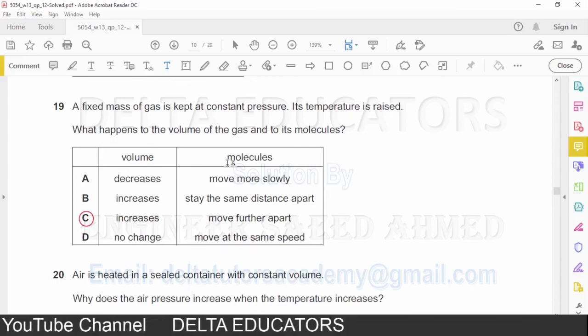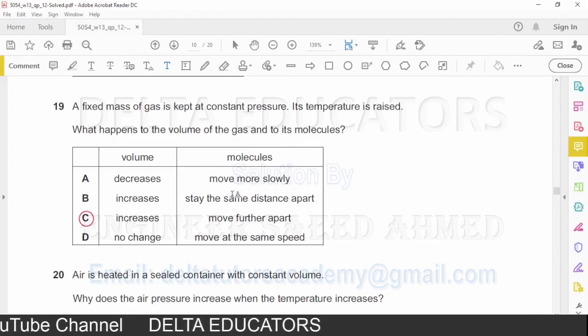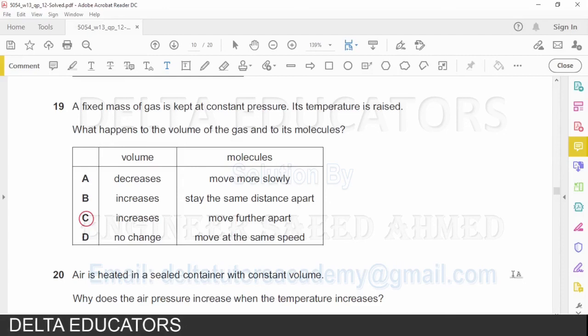Now about the molecules, we will check only B and C. For molecules, in B it is given stay the same distance apart. In C it is given move further apart. Since here volume is increasing, it means the distance between the molecules is increased. So the molecules will move apart. So the correct option is option C, where it is given volume increases and molecules move further apart.